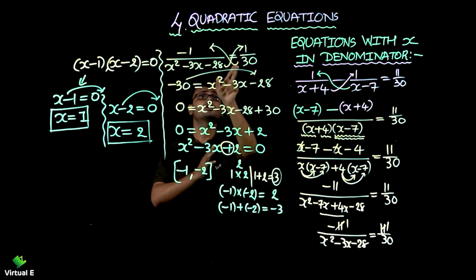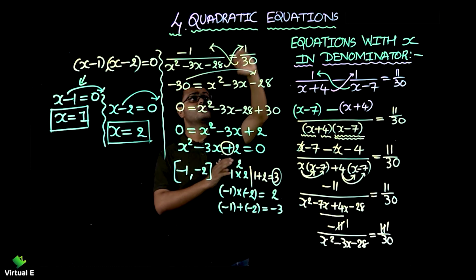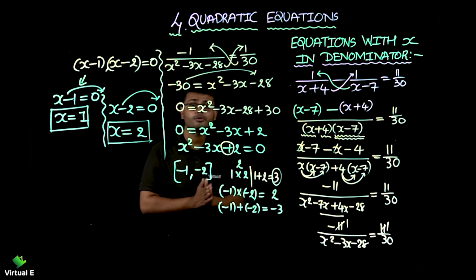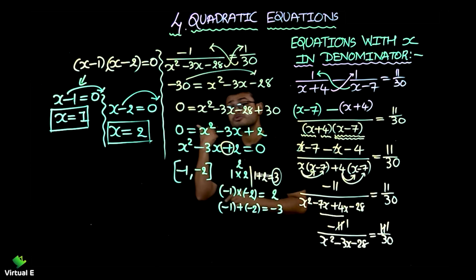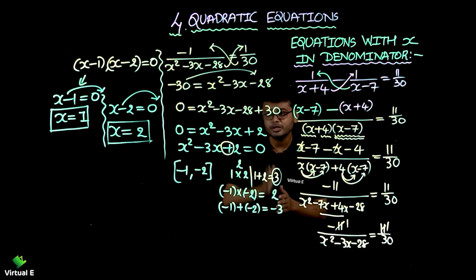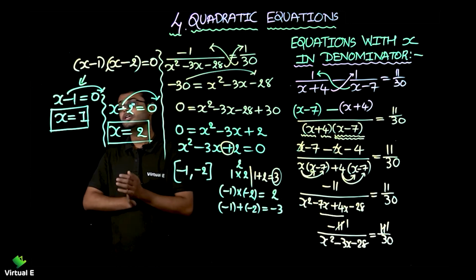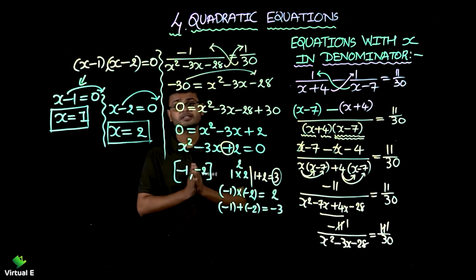Then I have done cross multiplication. 30 multiplying the numerator and this denominator multiplied with 1. Simple. Afterwards, check which method you can use. If you can use factorization, go ahead with it. If you want to use the quadratic formula to get the solution, you can. I have used the factorization method to get the solution, which is x is equal to 1, x is equal to 2. Let's discuss the next sum.